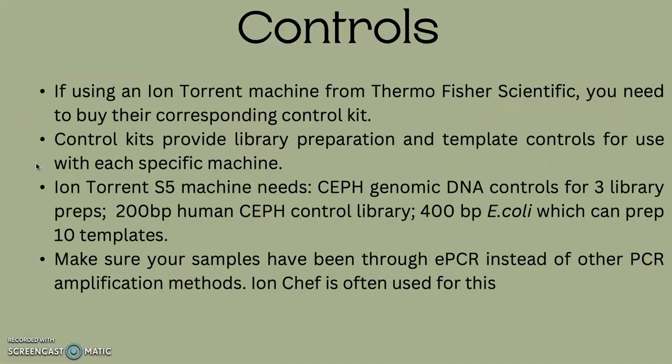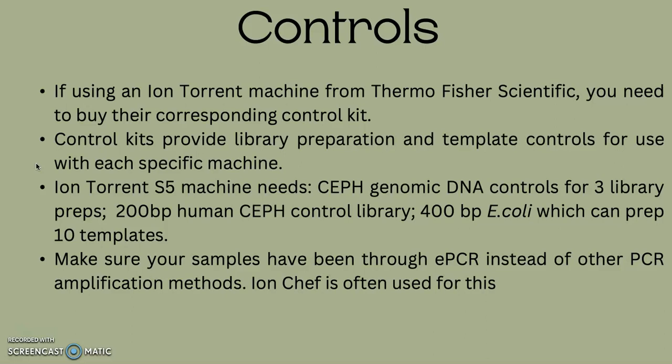What are some controls you need to be aware of when doing Ion Torrent sequencing? The first thing you want to be sure of before running the Ion Torrent is that you amplified your DNA through emulsion PCR and not another form of PCR. If you use bridge amplification like we do in Illumina, then your Ion Torrent sequence will not work.